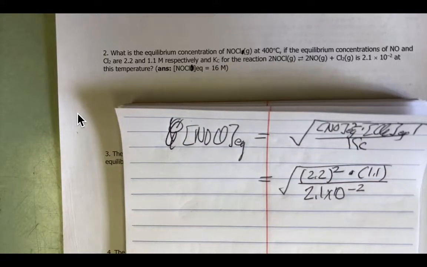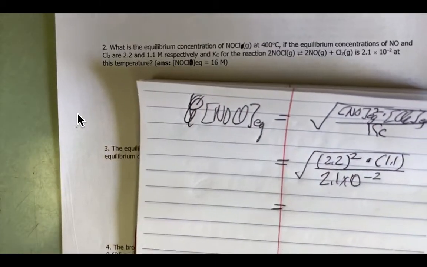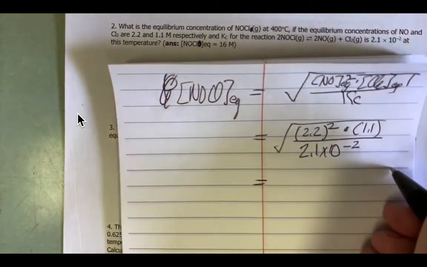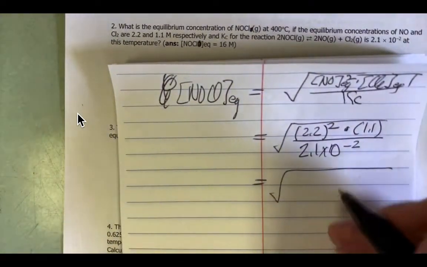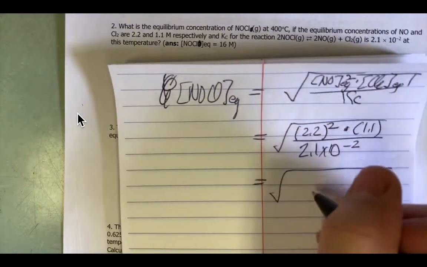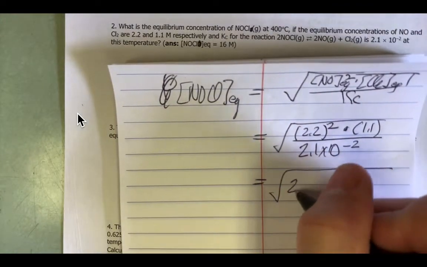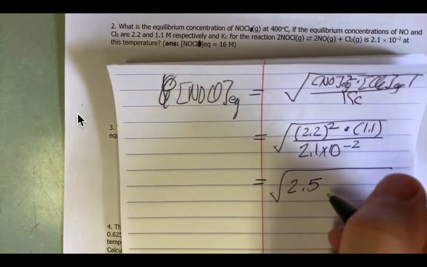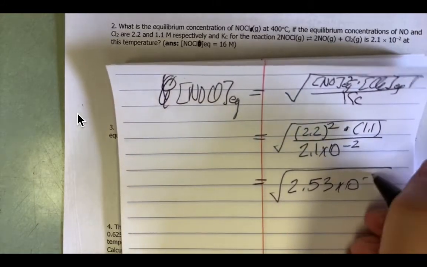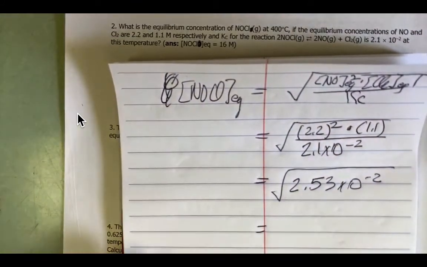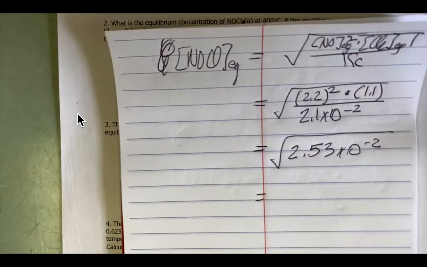We could do all this with multiple parentheses. I, just to be more careful, like to do that square root last. So I just did the inside of the square root, which gives me 2.53 times 10 to the minus 2. And now in my last step here, I'll take the square root of that.